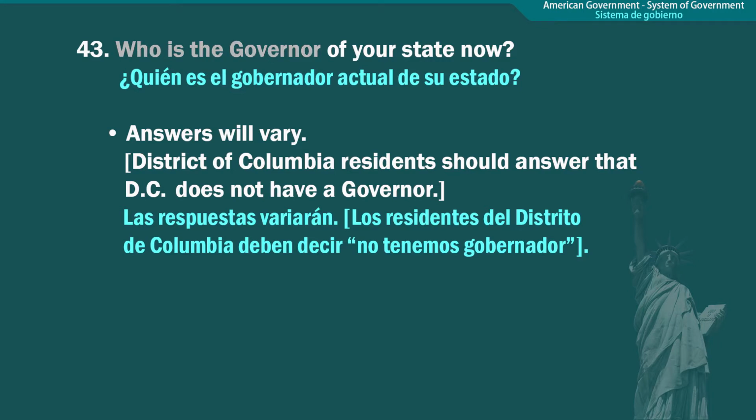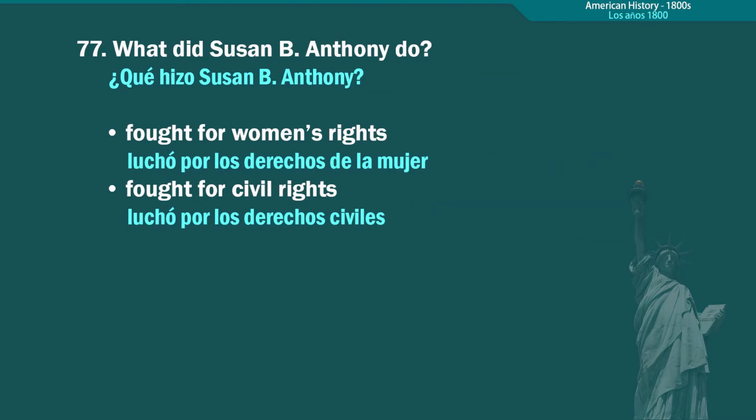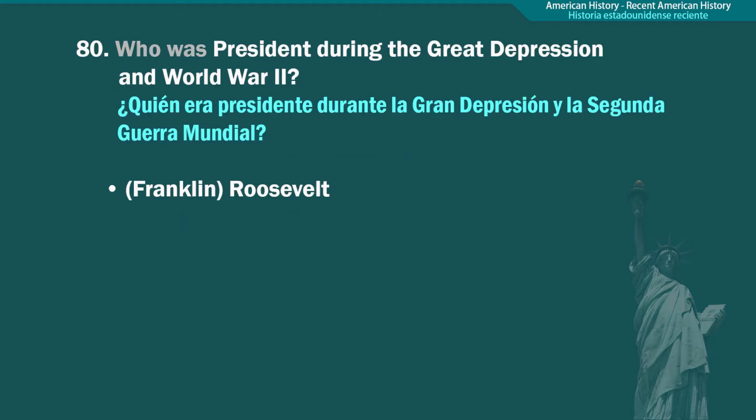Who is the governor of your state now? Answers will vary. District of Columbia residents should answer that D.C. does not have a governor. What did Susan B. Anthony do? Fought for women's rights. Fought for civil rights. Who was president during the Great Depression and World War II? Franklin Roosevelt.